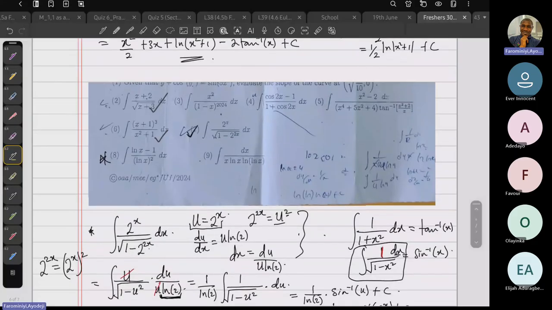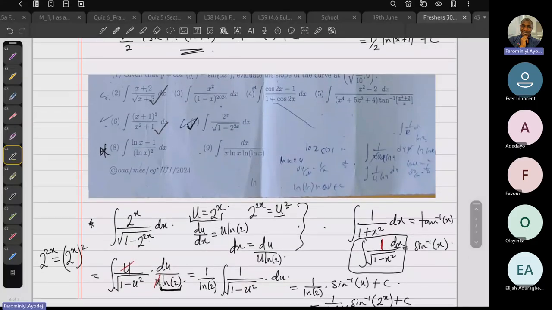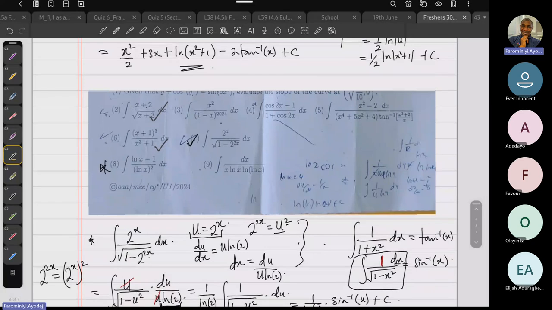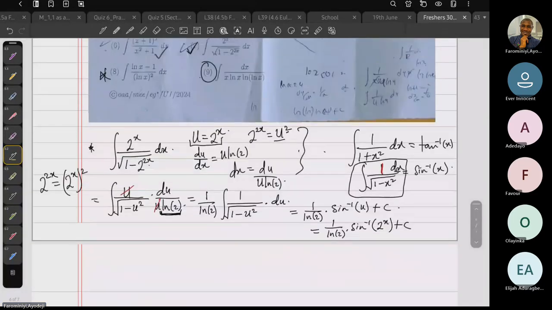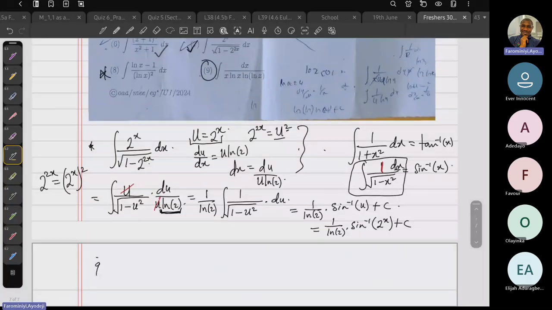Because of time, I know people will want to start going to sleep. So 5 and 9, and we'll close it up. I think we can do, let's start with 9, unless it's another non-elementary integral, but let's see. Integral of 1 over x ln x ln x.